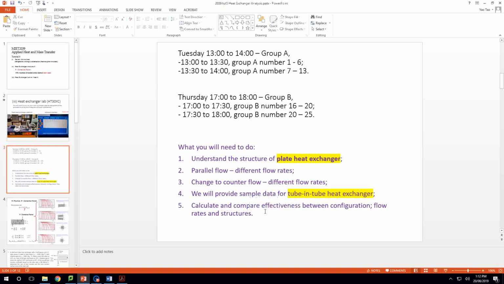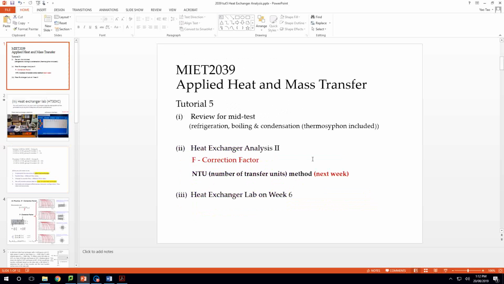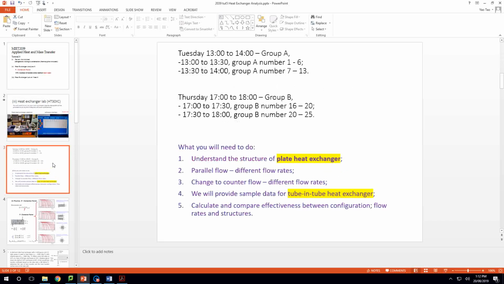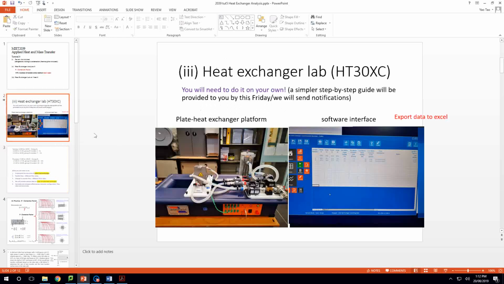So basically that's what we are going to do in the lab. And again, we are trying to organize a simpler guide for you. Hopefully it will be uploaded before Friday, but we will also send you an announcement so you can check where the documents are. So that's the plan for the heat exchanger lab next week.